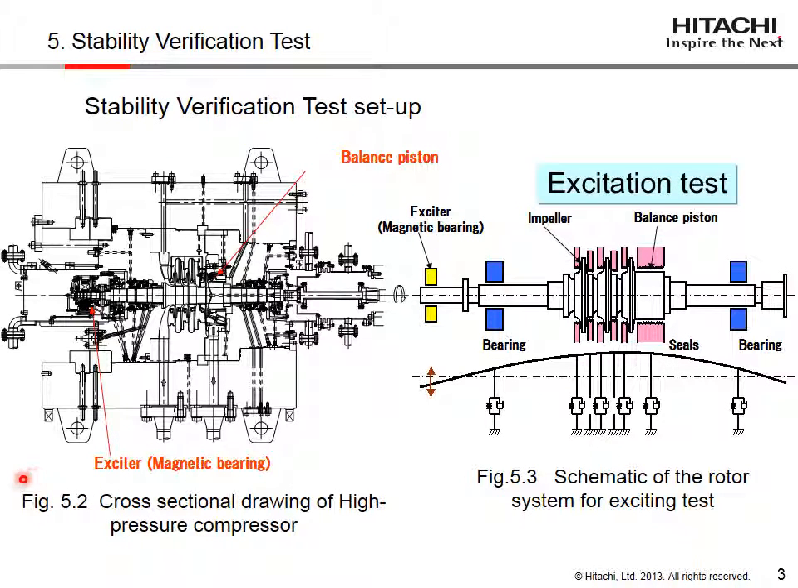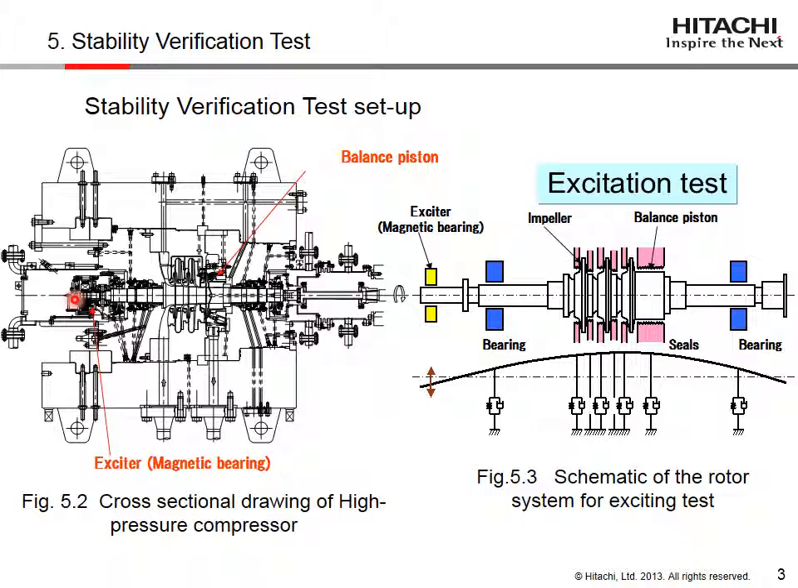This figure shows the cross-sectional drawing of the compressor. This is the shaft, and the radial bearings and the impellers are located here. This is the balance piston area, this is the inlet, and this is the discharge. And this is a coupling, and the power is transmitted through the coupling. On the shaft end, the magnetic bearing is installed as an exciter.